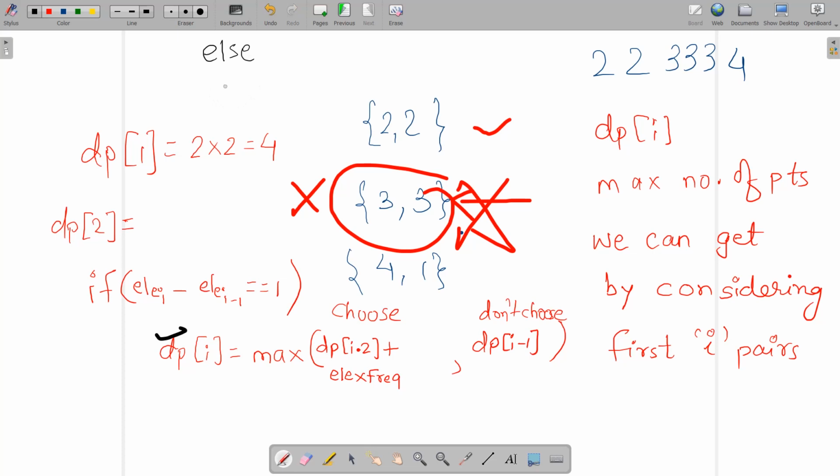In the else part, let's say we have a pair 5 comma its frequency, let's say 8, and another pair 7 comma its frequency 9. Let's say we have these two pairs. If we choose this element, we can still choose the other element, because the difference is greater than 1. So if we are not choosing this element, we can still choose that element. So we have a new equation.